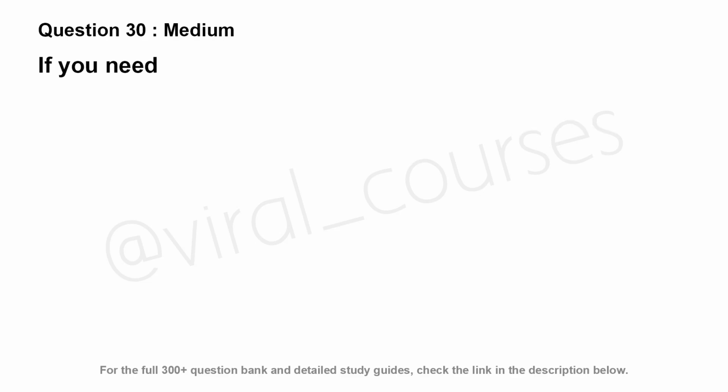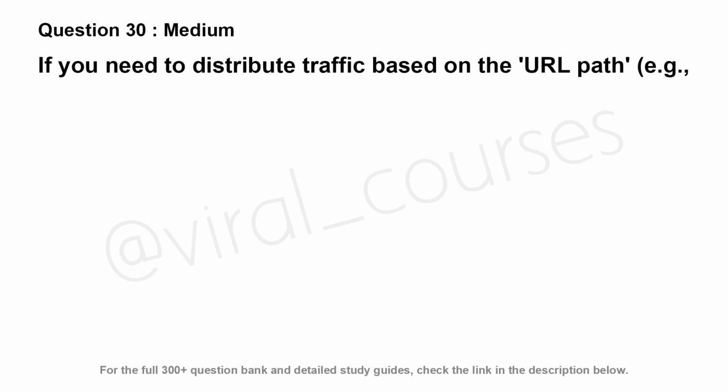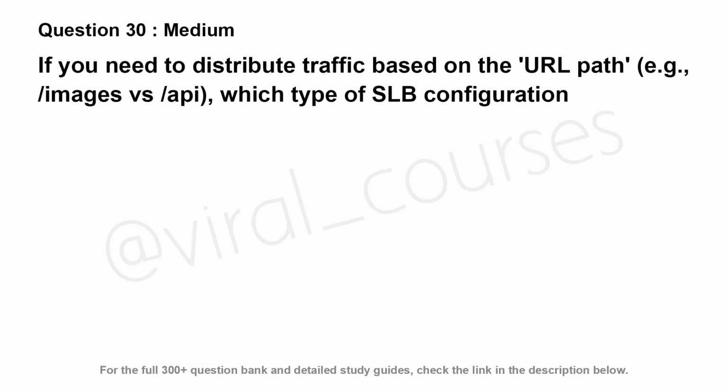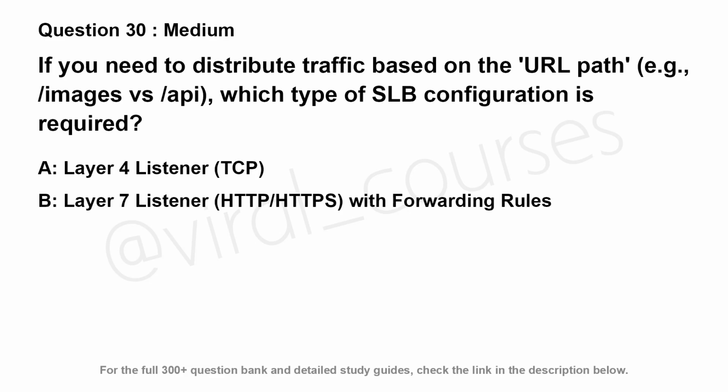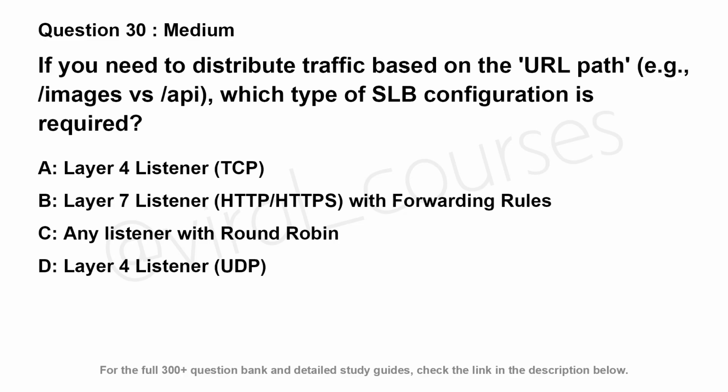If you need to distribute traffic based on the URL path, e.g., images versus API, which type of SLB configuration is required? Option A, Layer 4 Listener, TCP. Option B, Layer 7 Listener, HTTP, HTTPS, with forwarding rules. Option C, any listener with round robin. Option D, Layer 4 Listener, UDP.